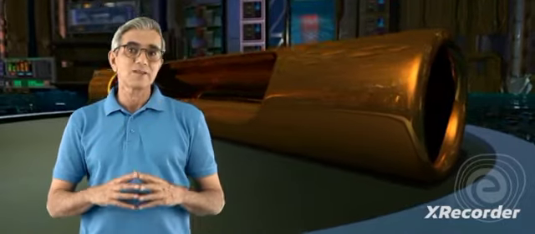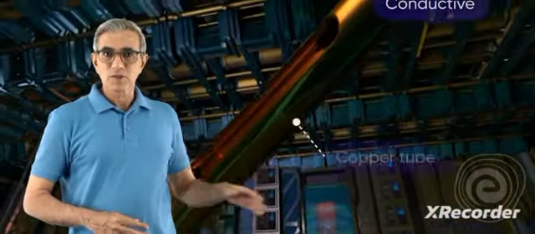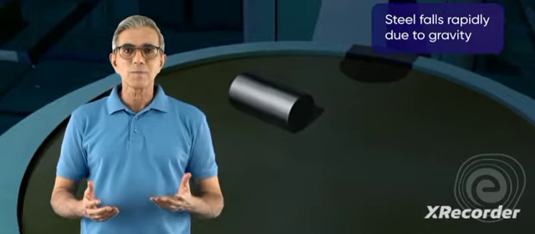Before we start explaining Lenz's law, let's perform a simple activity. Take a copper tube, which is conductive but non-magnetic. Drop a piece of steel down through the tube. It falls rapidly under the pull of gravity.